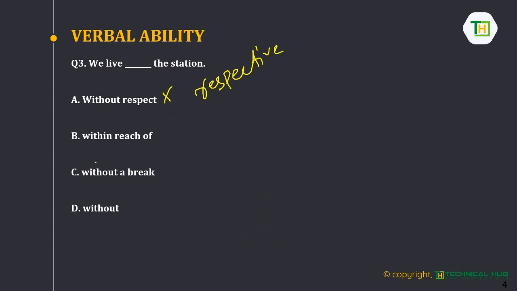Okay. Then, we live within the reach of the station. This might be an answer, but we'll check the remaining options also. We live within the reach of the station means very close to the station. Next, we live without a break. How can you use "break" in this phrase? It is not suitable here at all. And within the station, we cannot say "within the station". Complete sentence. Okay, right. So this is how we have selected option B as the right option.